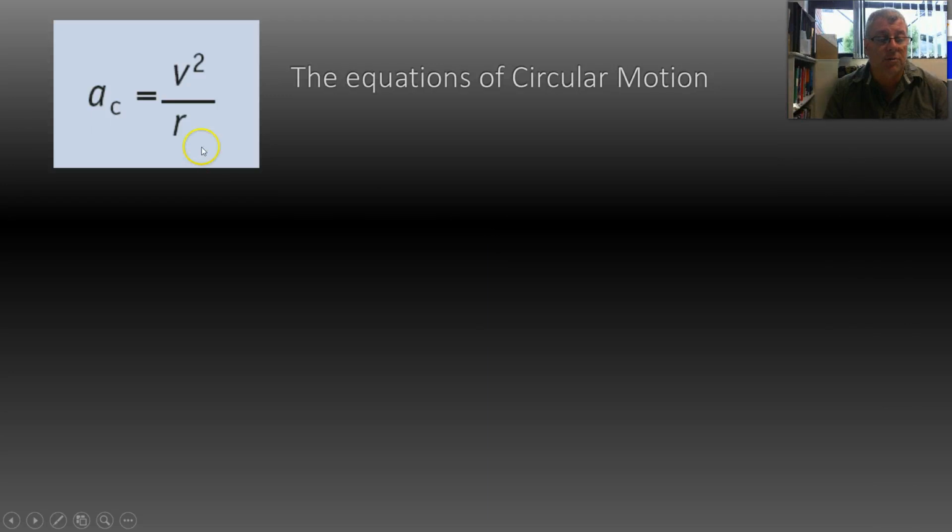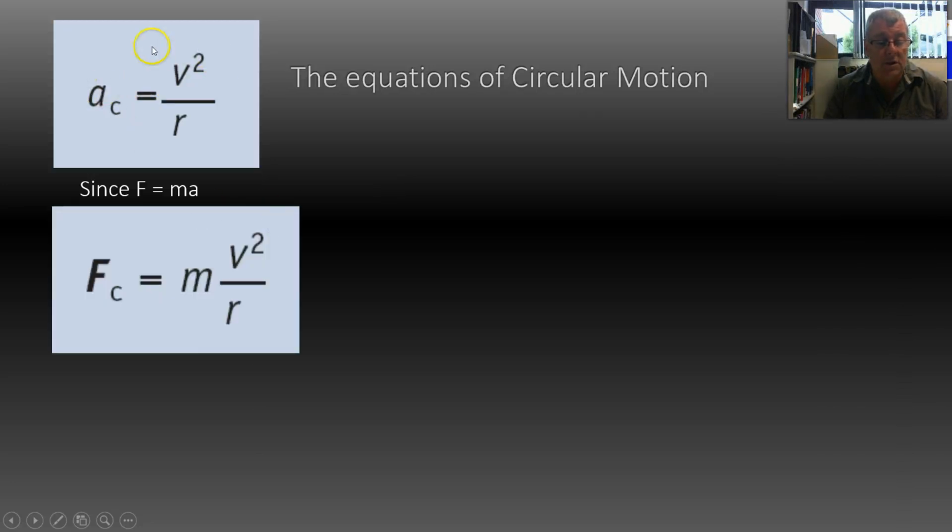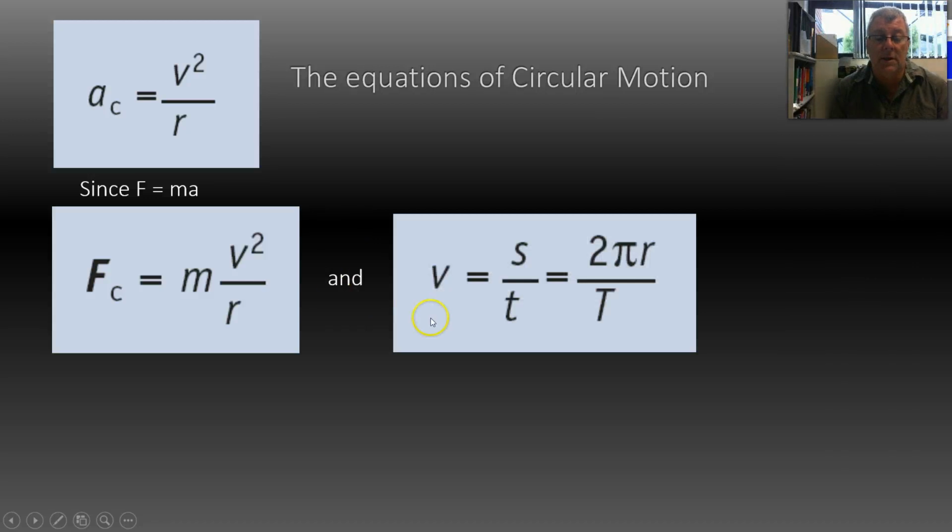Now the equations of motion, we just described the first one, AC equals V squared on R. Now since F equals ma, we can substitute in this value for A, and we get FC equals mv squared on R.